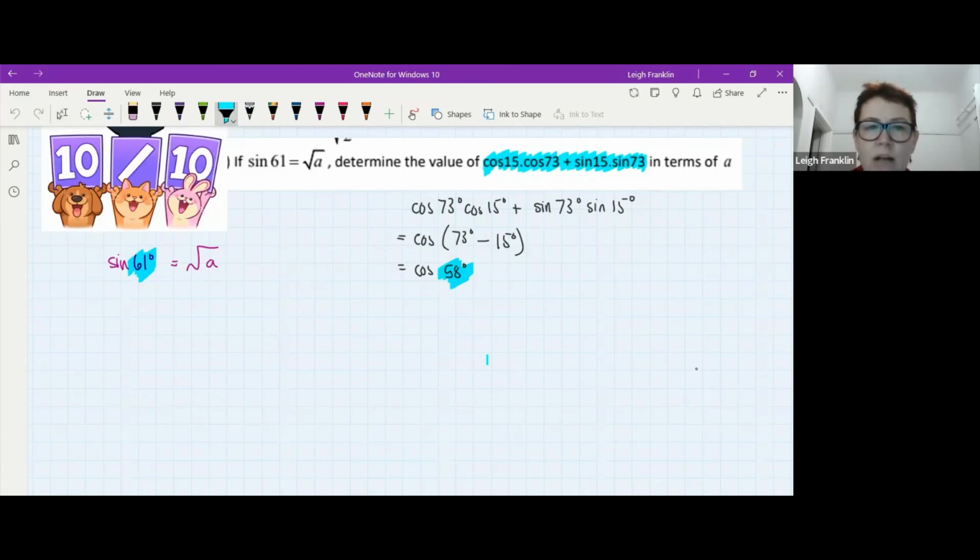So if you played around on your calculator and said 90 minus 61, that would give you 29. And if you take 29 and multiply it by 2, so a double angle, you're going to end up with 58. Does that make sense to everybody?